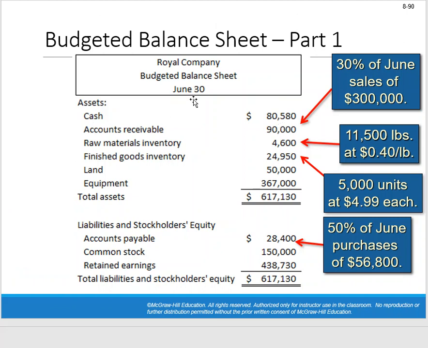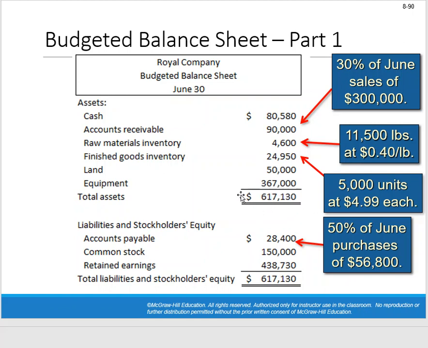So our cash at the end of June, remember we're doing our budgeted balance sheet for the end of the quarter. So our ending cash comes from our cash budget from the end of June. Accounts receivable, that's the other 30% of our June sales. Remember, we talked about that way back when we did our budgeted sales and schedule of cash collections. Our raw materials inventory, so we still have 11,500 pounds at 40 cents a pound from our production budget. Our finished goods inventory was the 5,000 units at $4.99 each. Land, they're telling us we have 50,000. And then in terms of equipment, we take the beginning balance of 175,000, and then we had two purchases, one in May and one in June. So we add that all up and we get 367,000.